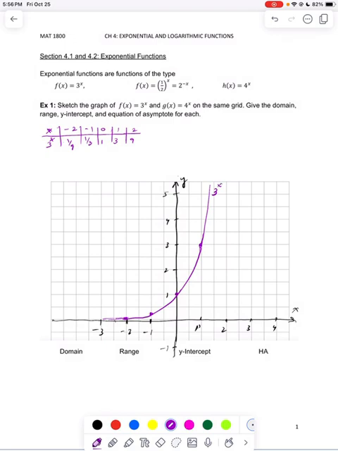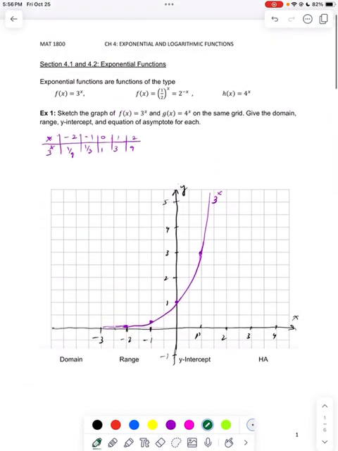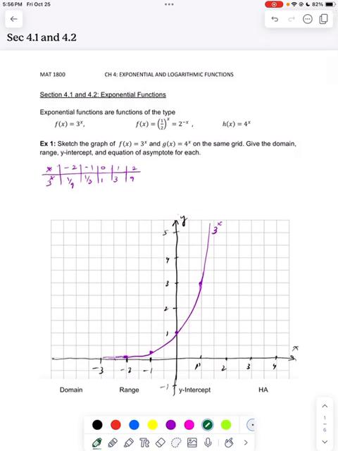Okay, now what about the other one? Let us see. Let's do the 4 to the x first. Okay, you know what? Here I actually wanted to do 3 to the x.